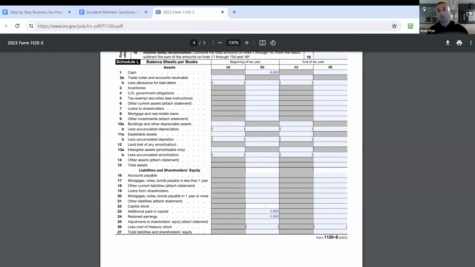Of capital, right? So capital could be put in or capital could be taken out as distributions. And then liabilities: some companies don't have any liabilities. Other companies took out an EIDL loan for 100,000, and that's how they're getting their distribution, they're pulling out of the loan.